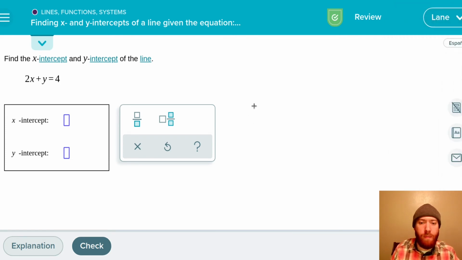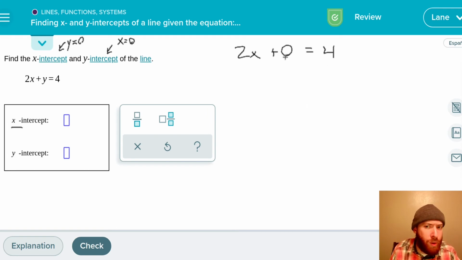Okay, again, we're going to start by noting that at the x-intercept, y equals 0. And at the y-intercept, x equals 0. Let's work on the x-intercept first. To find the x-intercept, we're going to replace y equals 0 in this equation. So we're going to write 2x plus 0 equals 4.